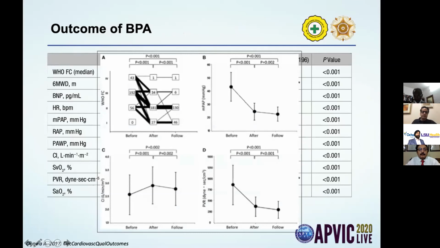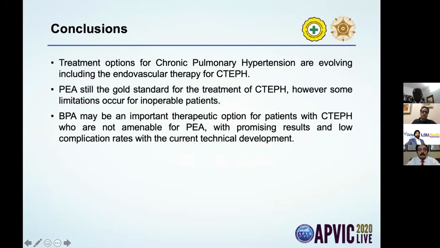So as a conclusion, the treatment options for chronic pulmonary hypertension are evolving, including endovascular therapy for CTEPH. PEA is actually still the gold standard, but balloon pulmonary angioplasty may be considered an important therapeutic option for patients with CTEPH who are not amenable to PEA, with promising results. And recently, with the development of the technique of BPA, it has low complication rates.